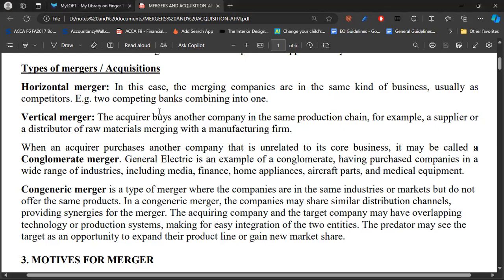Now, for example, a supplier or a distributor of raw materials merging with a manufacturing firm, where an acquirer purchases another company that is unrelated. There is information which I have been looking at, but I cannot find it, because I just want to give you live examples. Give me one minute, I will search something here.